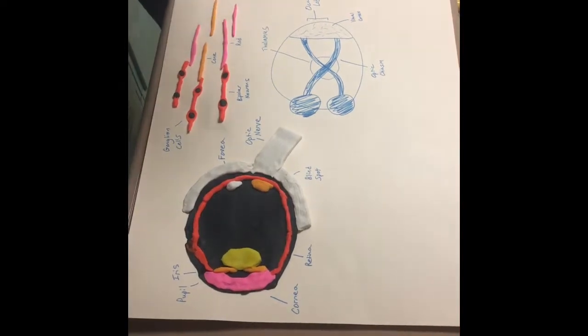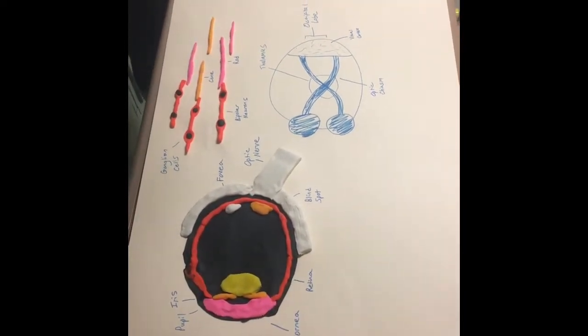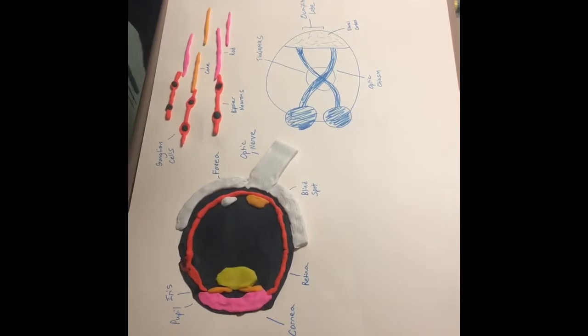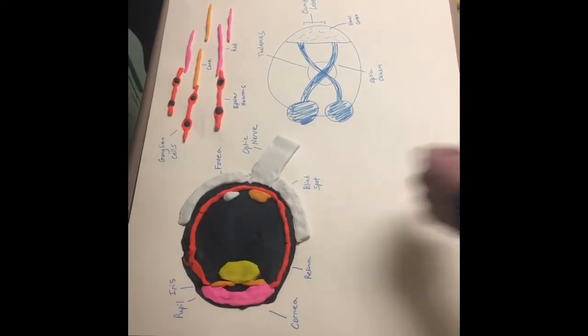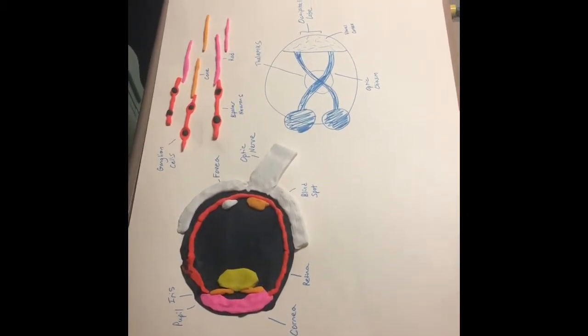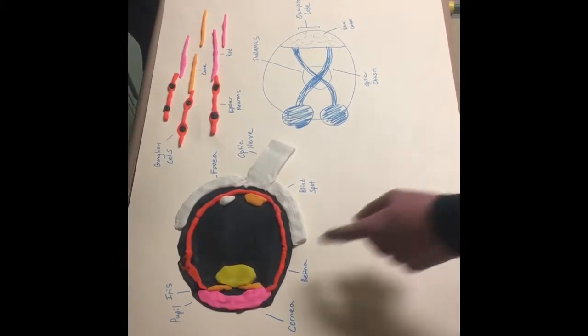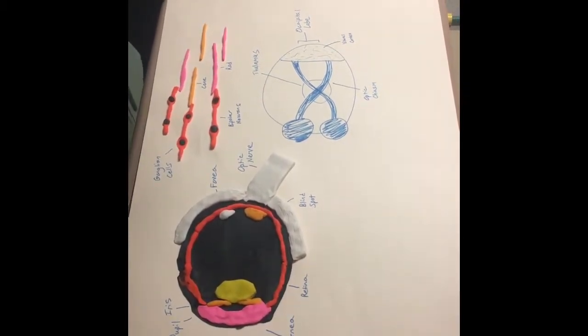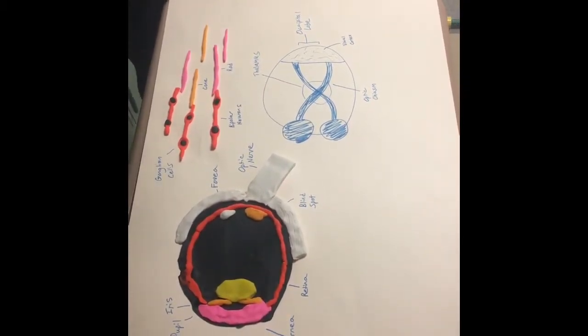This is the cornea. It protects the eye and bends light to provide focus. This is the pupil. It's the small adjustable opening that the light passes through. Then this is the iris. It's the colored muscle that dilates or constricts in response to light intensity.